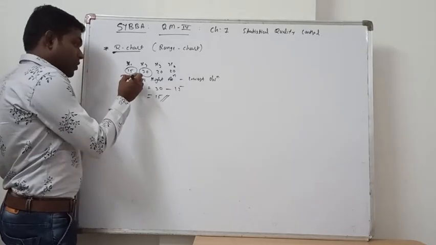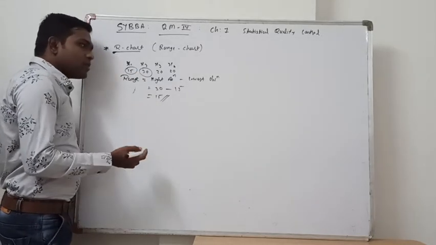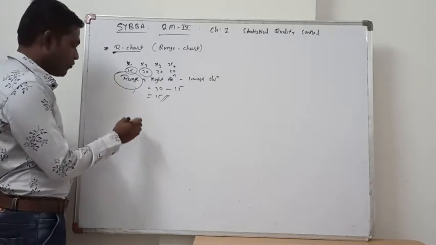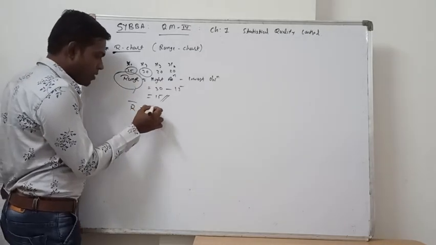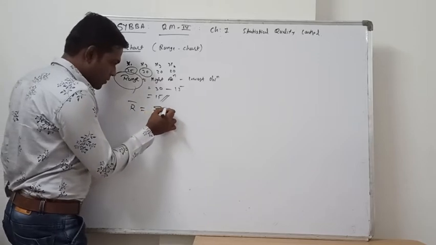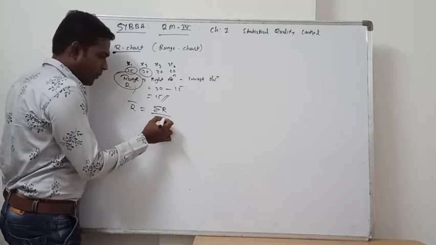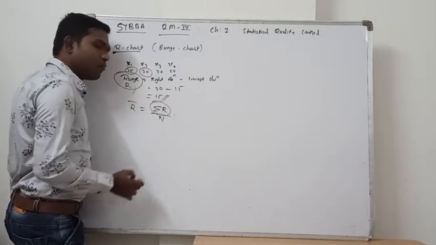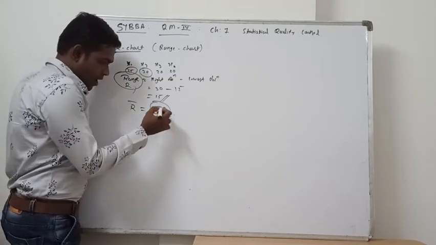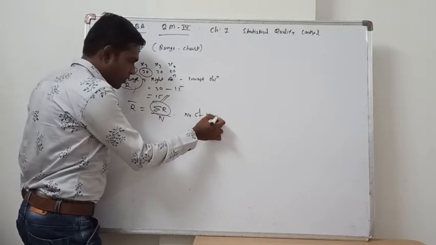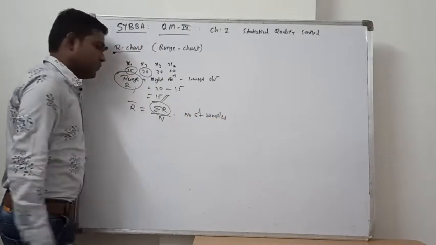Now, in many of the examples, they directly give the answer of range. Simply we have to find R bar directly. R bar equals sigma R upon capital N. R means range, sigma R means sum of ranges, and N means the number of samples given in the question.